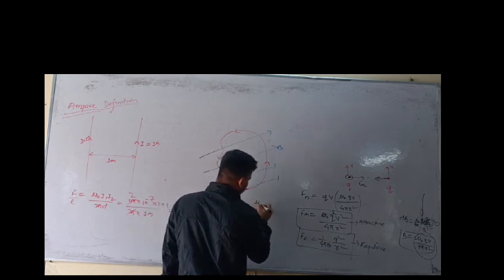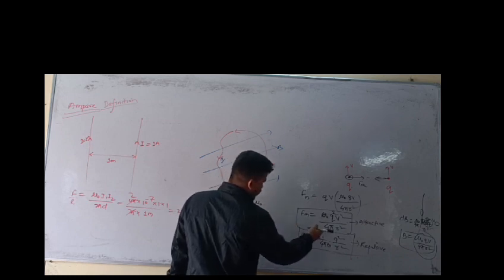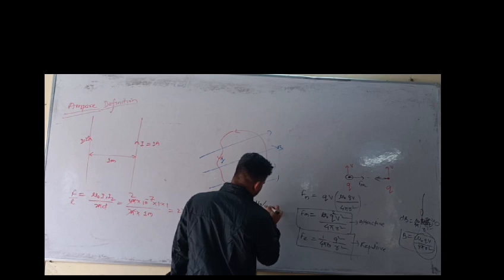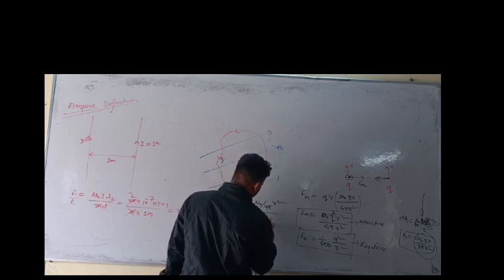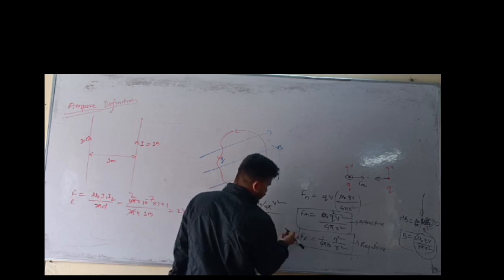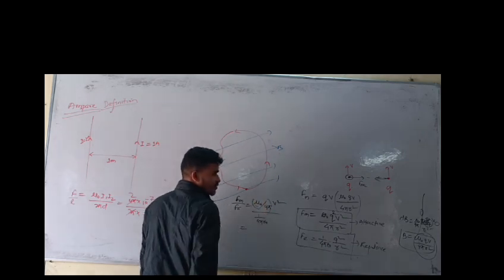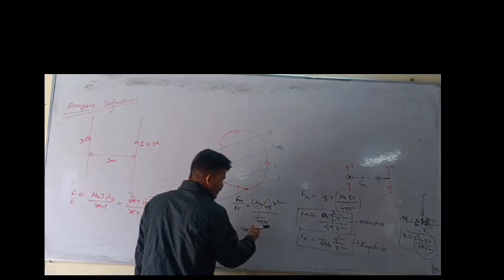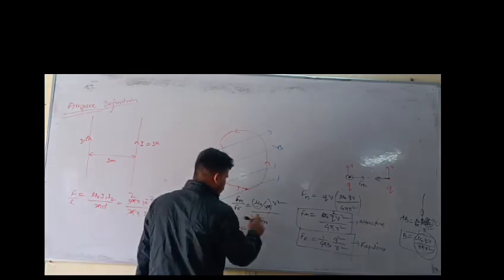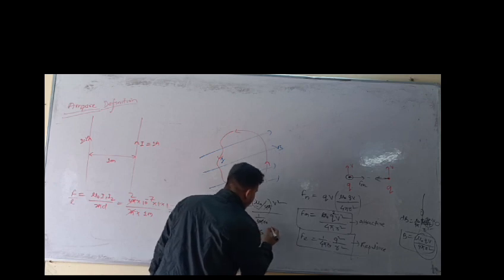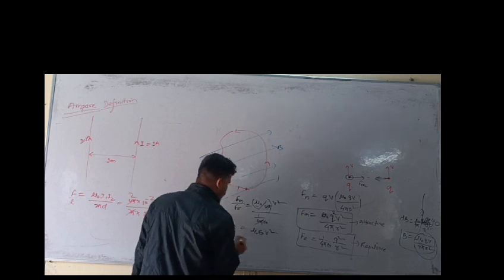Means this is mu naught upon 4 pi into V square, divided by 1 by 4 pi epsilon naught into nothing. Clear? Let's divide it. It will come up. 4 pi will cancel. It will come up: mu naught epsilon naught V square, Fm by Fr.